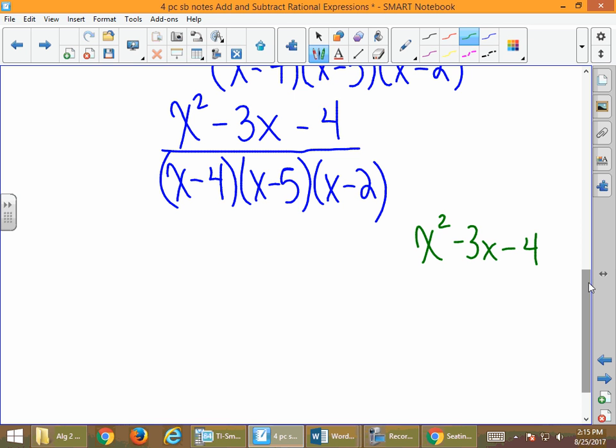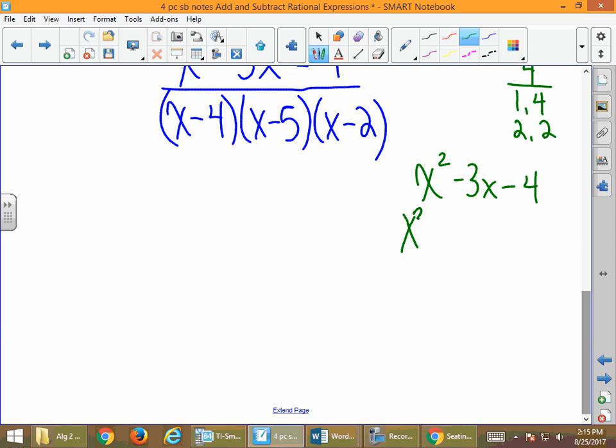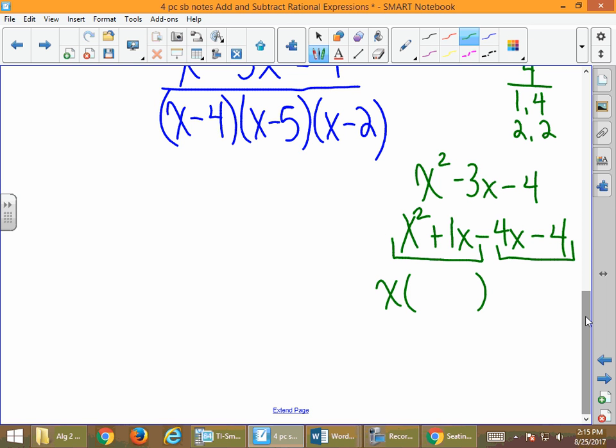1 times 4 is 4. The factors of 4 are 1 and 4 and 2 and 2. And will either one of those factors combine to be 3? Yes. So we've got x squared plus 1x minus 4x minus 4. And we group. And we have x. And then we're left with x plus 1. We had 2 x's, we took out 1. 1x divided by x is 1. We have to write the 1. Minus 4. When we factor out that 4, we better get x plus 1. Negative 4x divided by negative 4 is 1x. Negative 4 divided by negative 4 is positive 1.